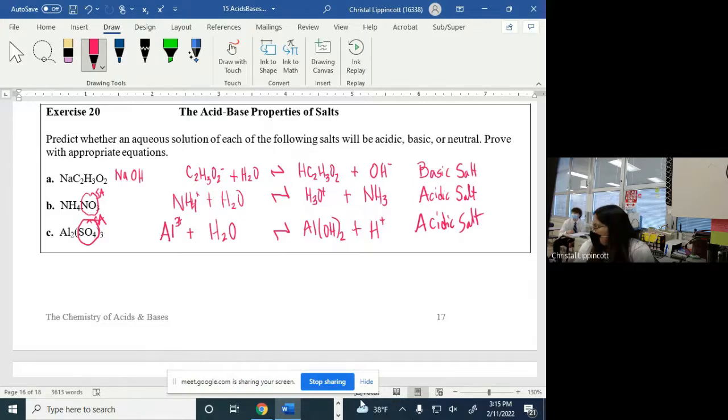So basically, unless there are two things combined together that come from one strong acid and one strong base, it'll always be the basic or acidic result. If it's your cation that is left behind, the one that's not the strong one, then it's going to be acidic, because that's going to grab a hold of the OH. If it ends up being the anion, then it's going to be a basic salt.